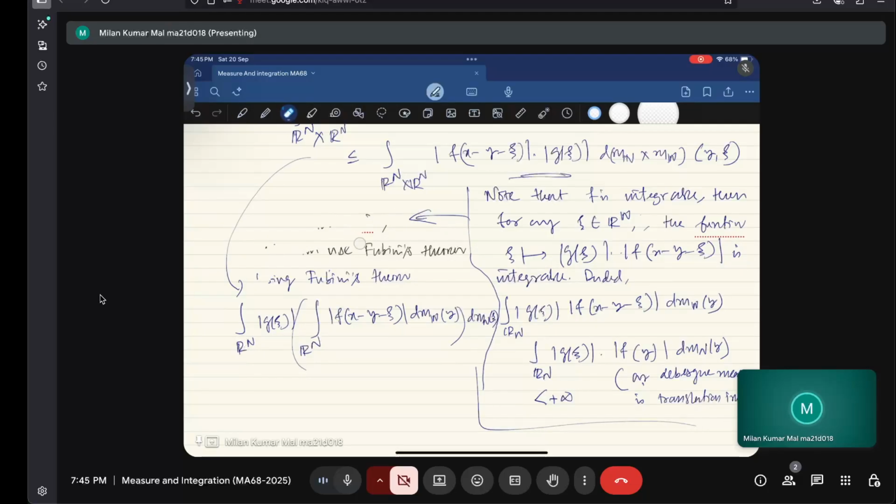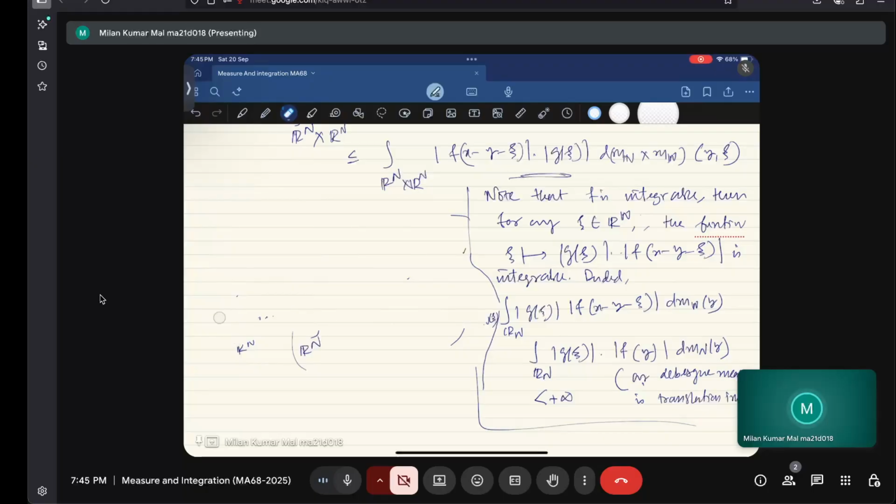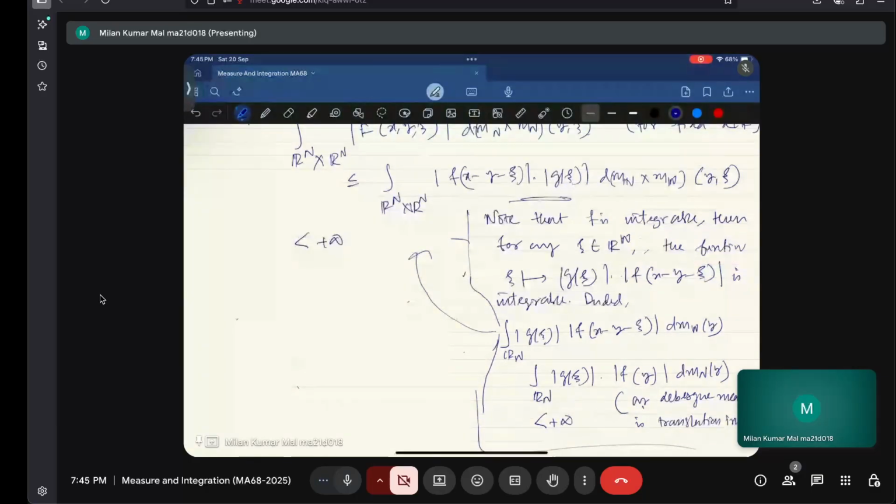Okay, this is the reason, actually Fubini's theorem. So whatever we have got, look at that, this thing is actually the same as the previous thing. So this is the same thing. So now one can use that this is finite. This is finite. Okay. So one can use this one.